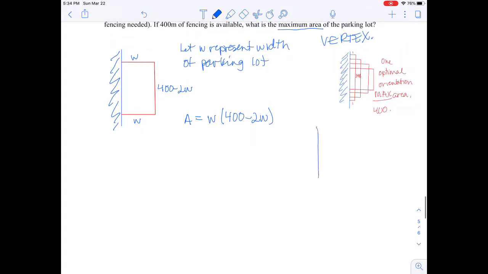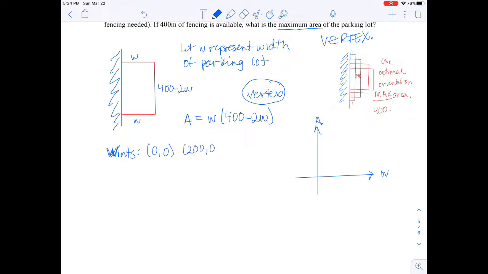Now what we're doing is finding the vertex of this quadratic. The name of the game in these questions is to find the vertex, which we know we do by finding the midpoint of the x-intercepts. In this case, the x-intercepts, or we should call them w-intercepts, are: the first one is 0, 0, and the second one is 200, 0.